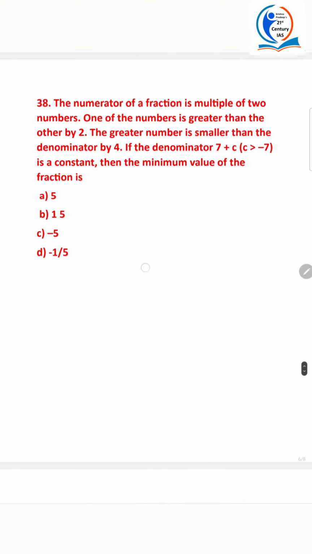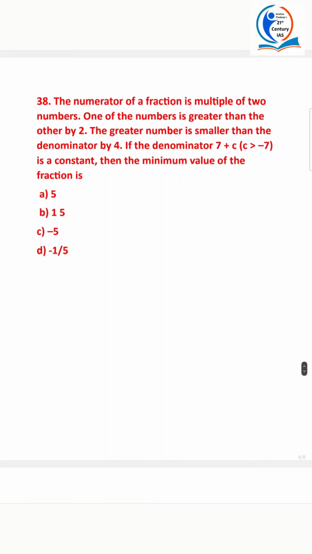Next question. The numerator of a fraction is multiple of two numbers.